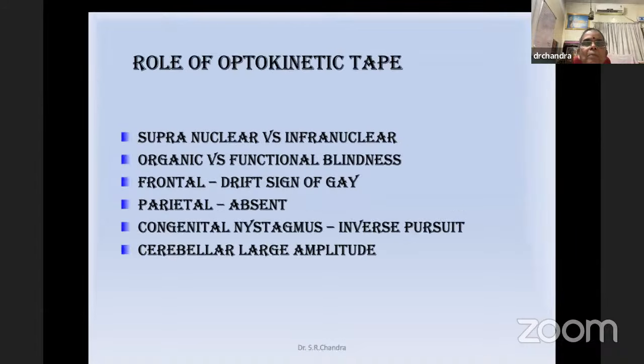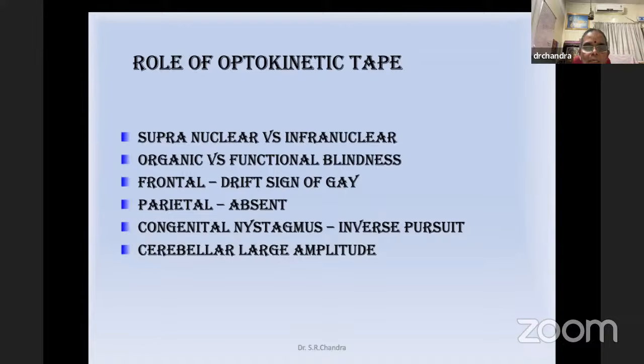So the simple equipment, the optokinetic tape. It is used to check whether a patient's blindness is organic or psychogenic. So if there is organic blindness, optokinetic nystagmus will not be elicited. If it's psychogenic blindness, optokinetic nystagmus will be elicited because the patient is following the target. Then supranuclear or infranuclear. If it is a supranuclear paralysis of eye movement, the reflex movement is preserved, so optokinetic movement will be present. If it is infranuclear, optokinetic movement will be absent.